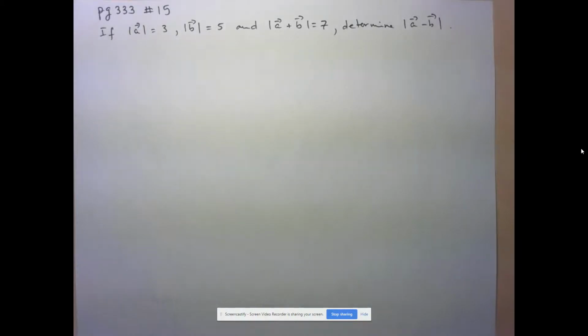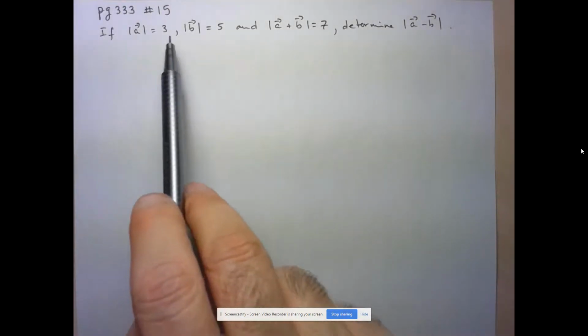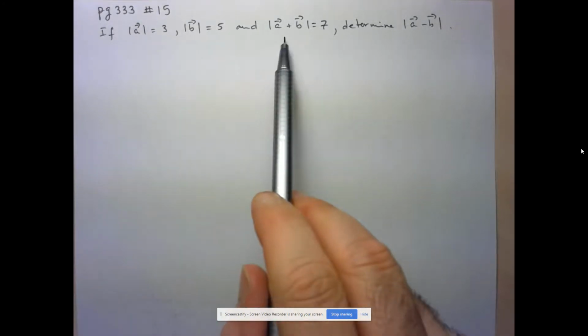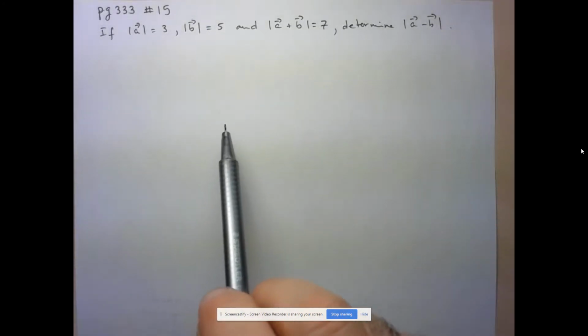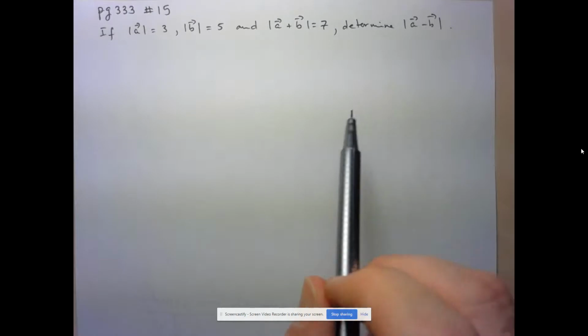Hi folks, we're going to take a look at number 15 from page 333. So they give us a bunch of information about these vectors A and B. They give us the magnitudes of the individual vectors, and they give us the magnitude of the sum of the two vectors, and they want us to determine the magnitude of the difference.